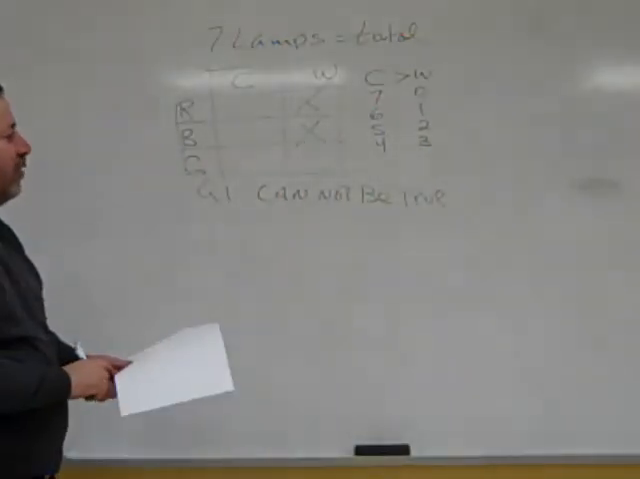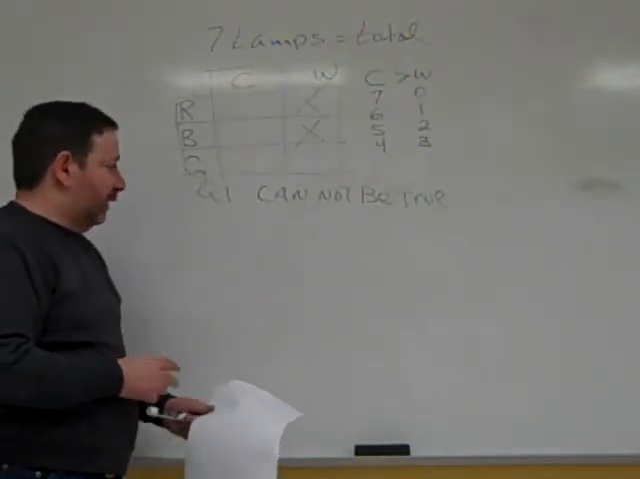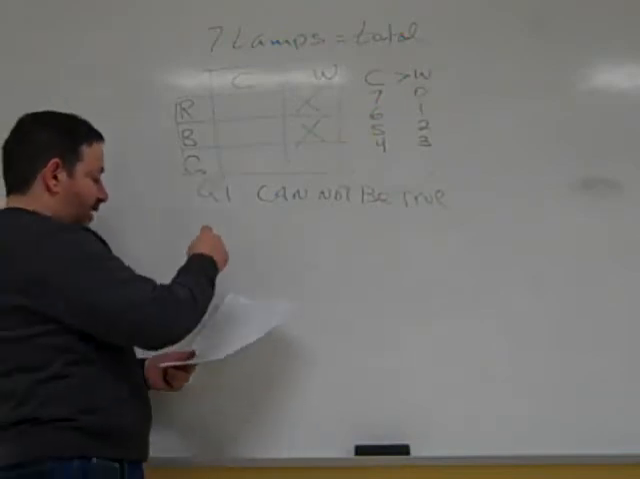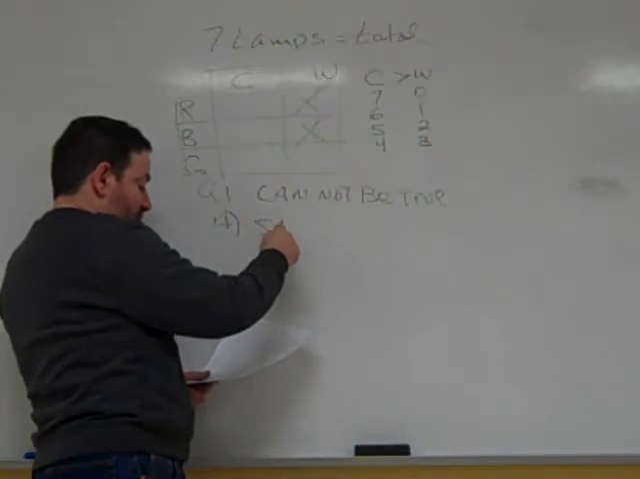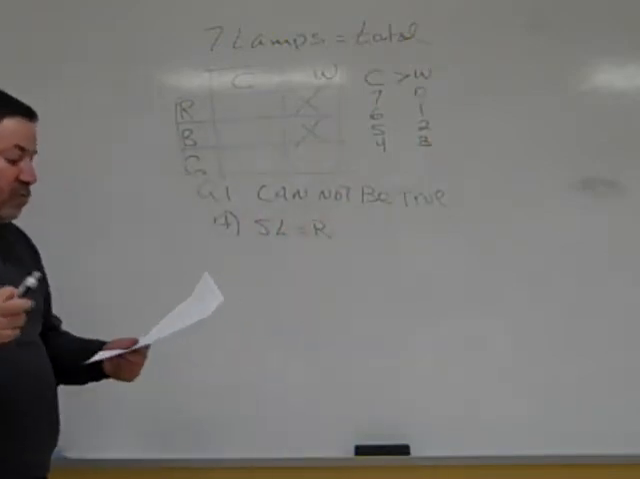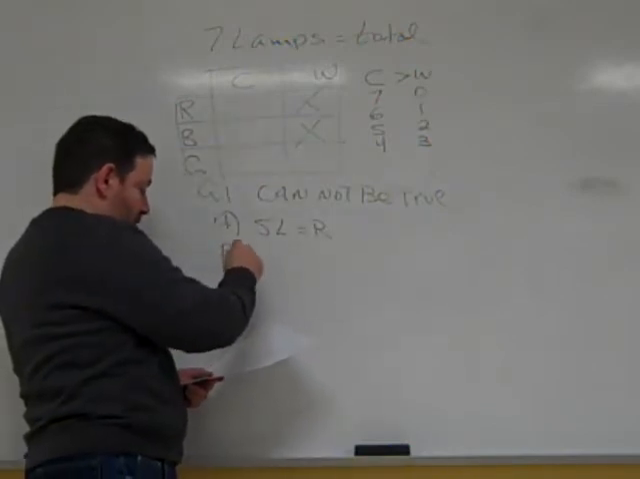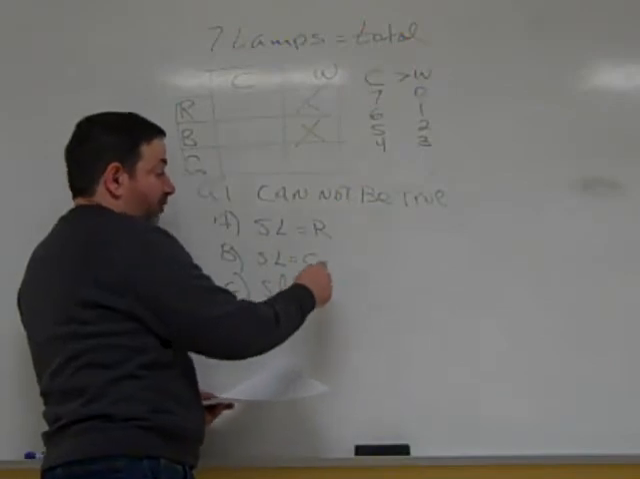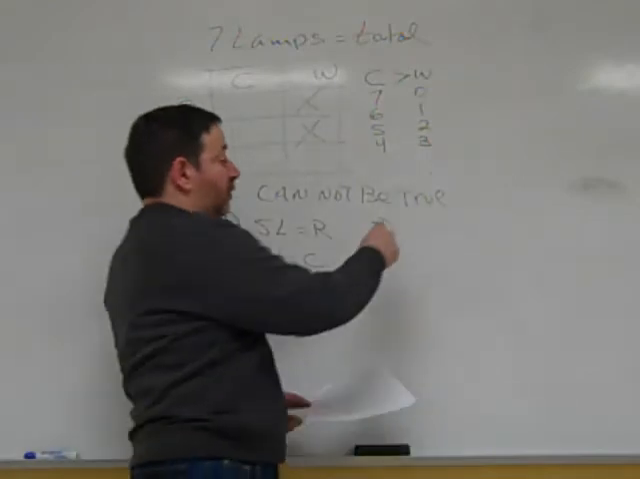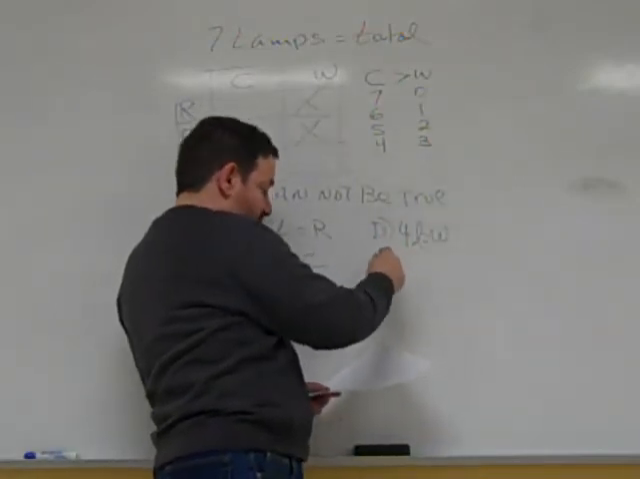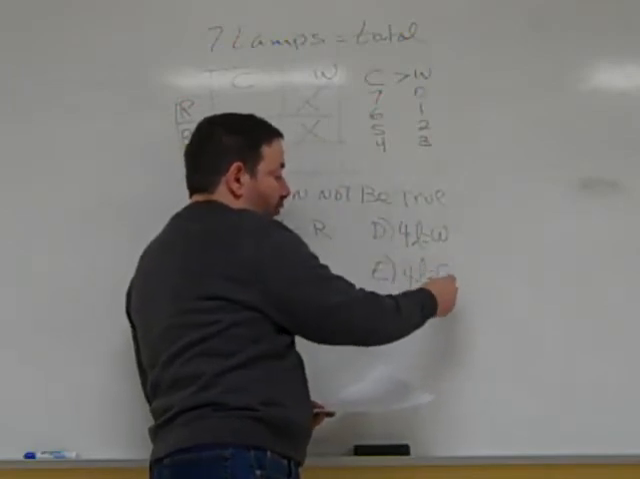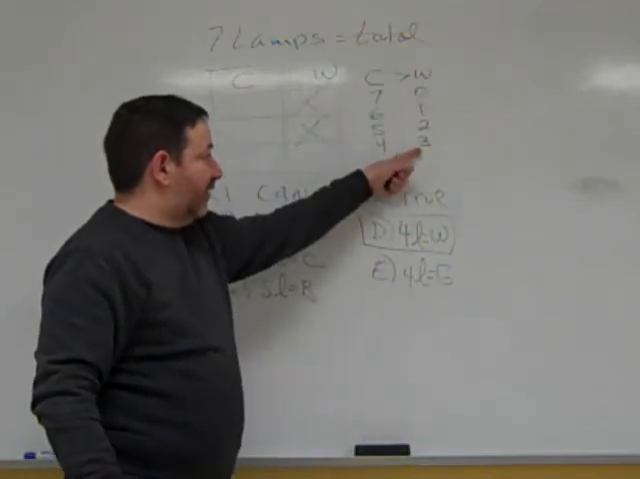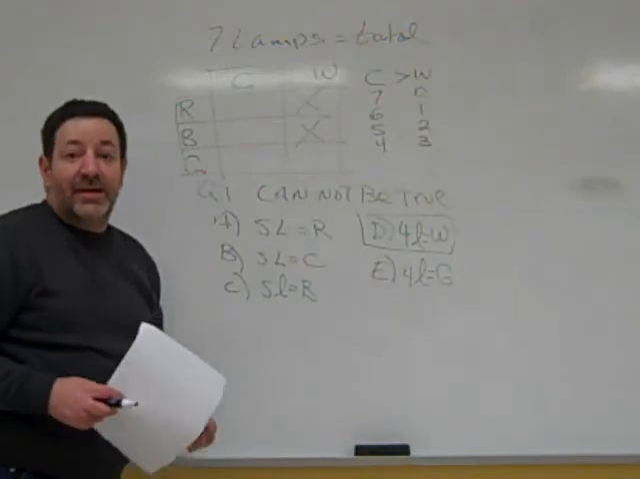Now, in question 1, they don't give us any additional information. And if they did, it would only be for question 1. So which cannot be true? Well, they tell us that A, 5 lamps have red shades. Letter B, 5 lamps are ceramic. C, 5 lamps are brown. D, 4 lamps are wooden. And letter E, 4 lamps are green. Well, the answer is this one. You can't have more than 3 wooden lamps. Here we have 4. That's the one that cannot be true.